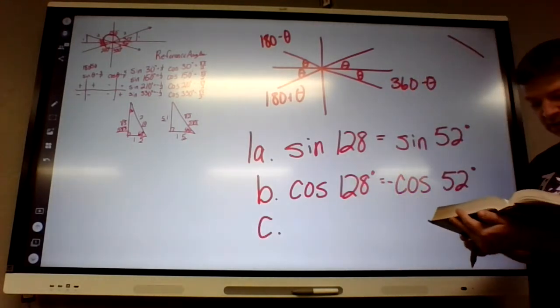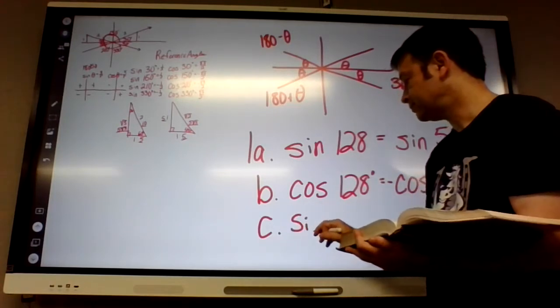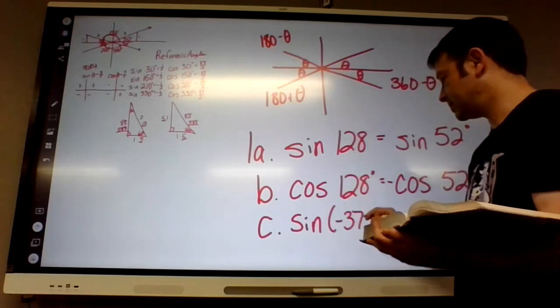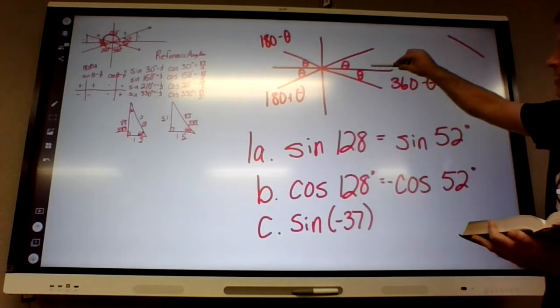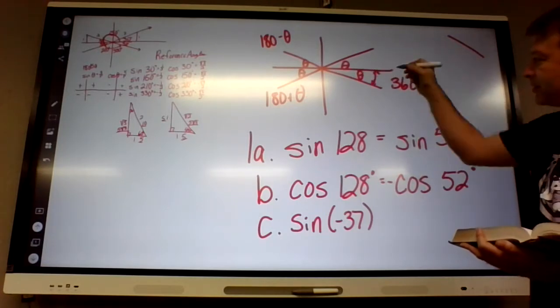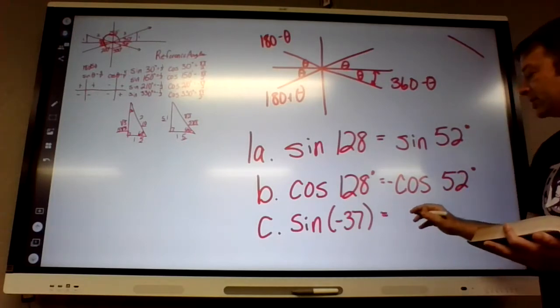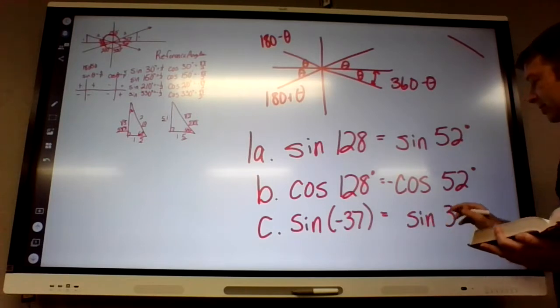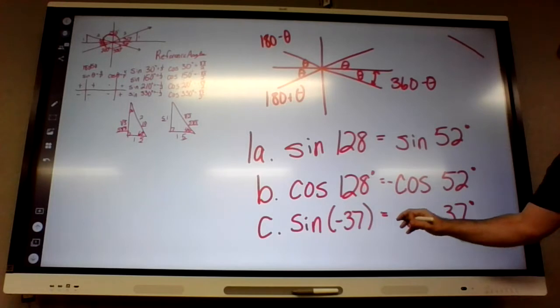C, sine of negative 37. What quadrant is negative 37 degrees in? The fourth. So if they tell you negative 37, that would be from here to here. That is the reference. Well, 37 would be the reference angle. But is sine positive or negative in the fourth quadrant? It's negative.